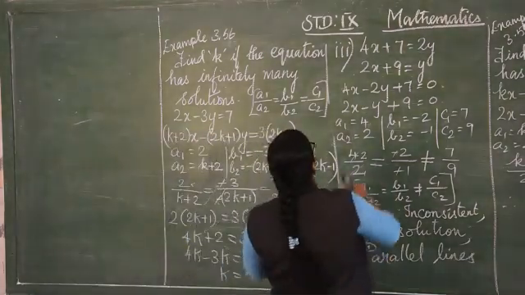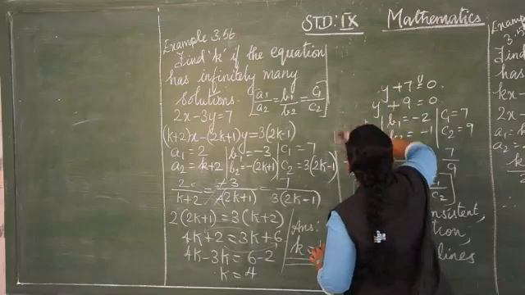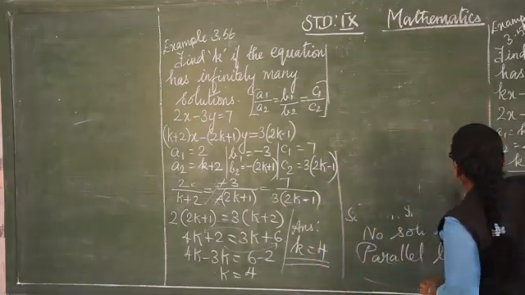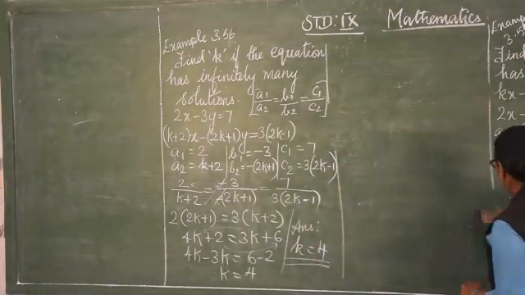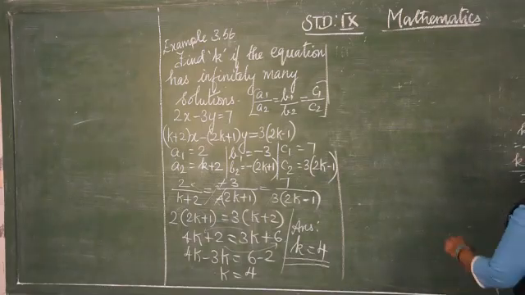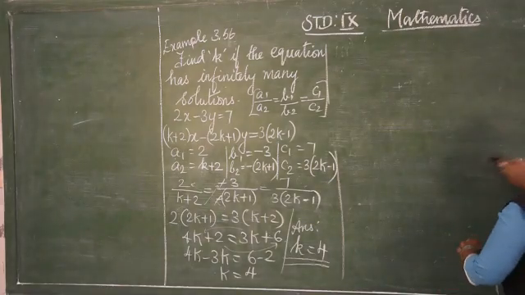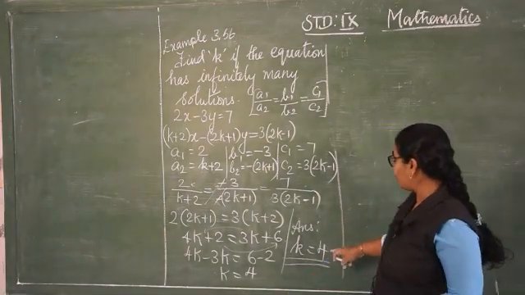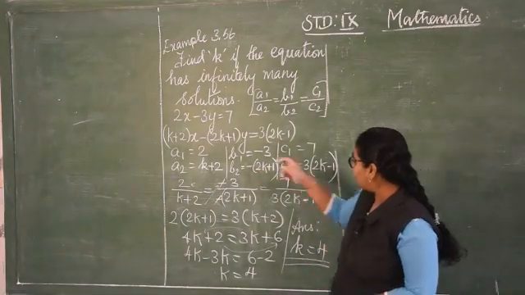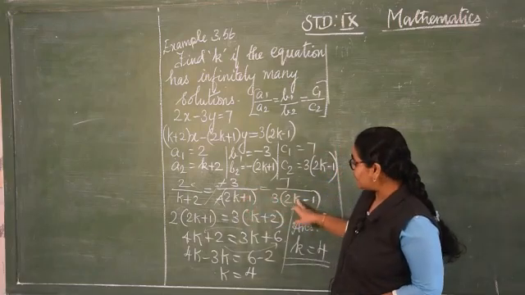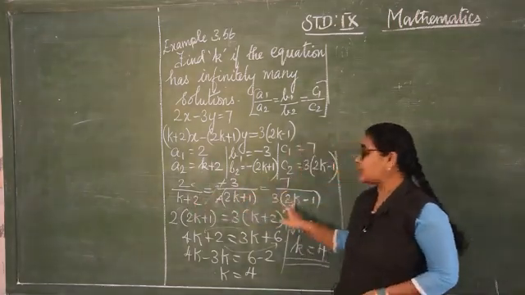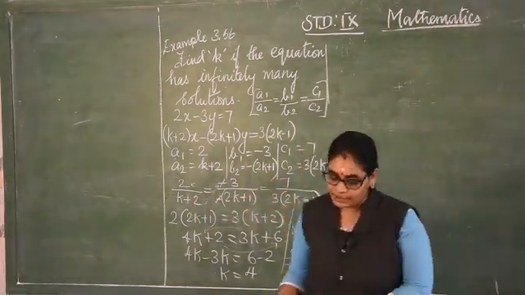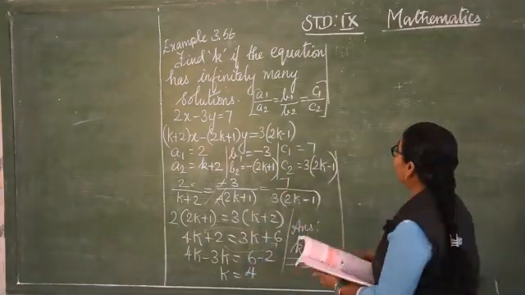Now the next example is 3.57. Whichever method you use to find the value of k, you will get the answer 4. Even if you equate this value to this value, or the first value to the third part, you will get the value of k to be 4. Then 3.57.